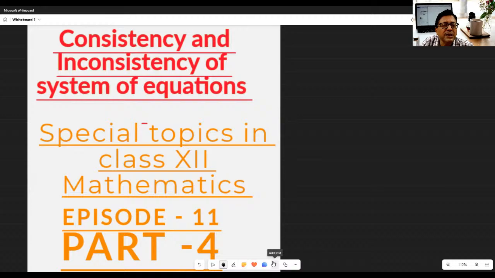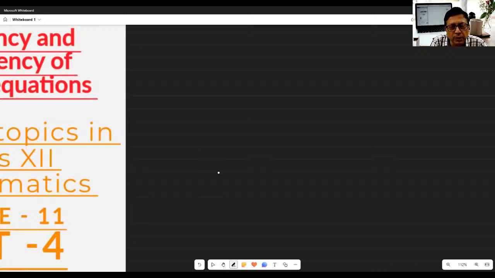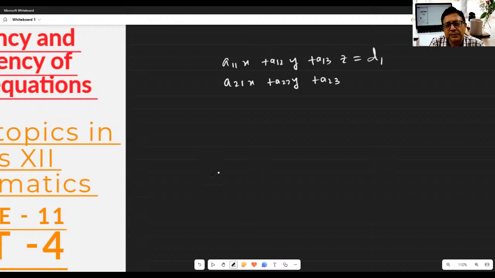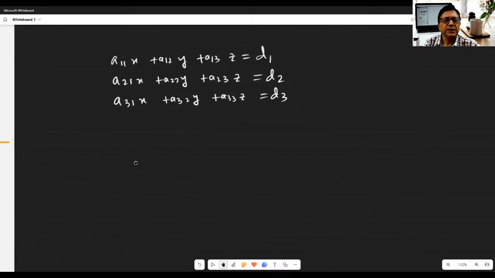So let us start consistency and inconsistency of system of equations. Let me revise that part once, which is Martin's rule, which we have done before, that solving system of equations by matrix method for a11x, a12y, a13z equal to say d1, a21x, a22y, a23z equal to d2, a32y, a33z equal to d3.